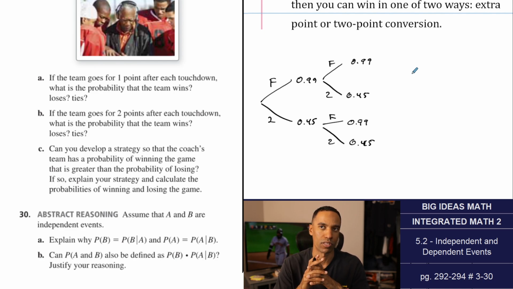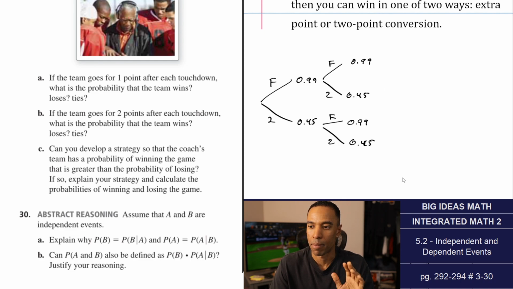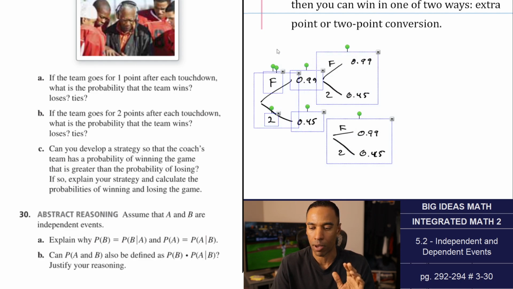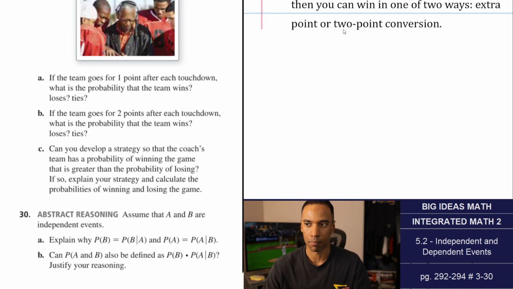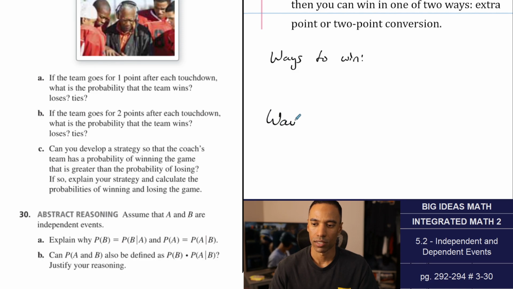My point with it is this. There are certain ways that you can lose the game. Okay. Maybe I should just spell them out and not do the tree diagram. I'll just say all the different ways you can lose the game. Ways to win. Ways to tie. Ways to lose.